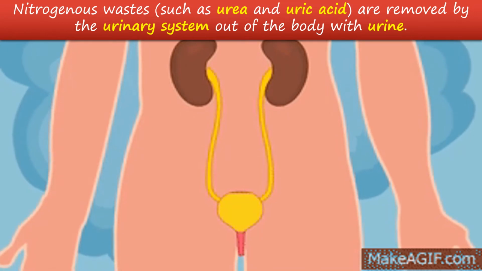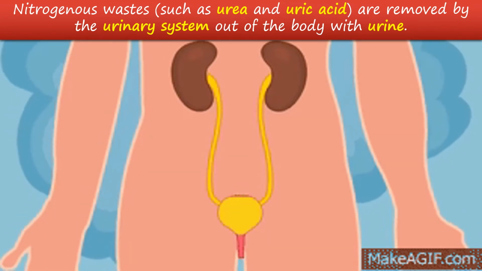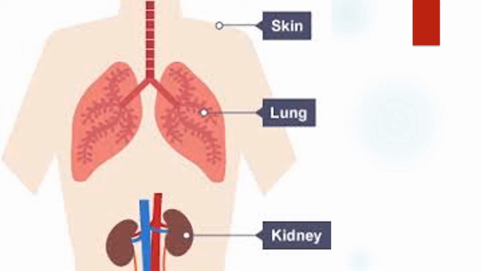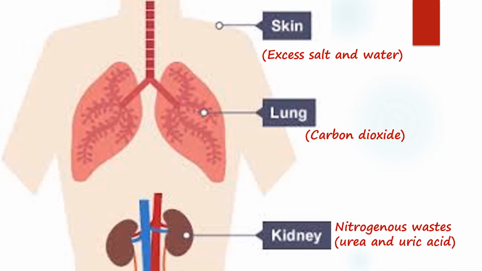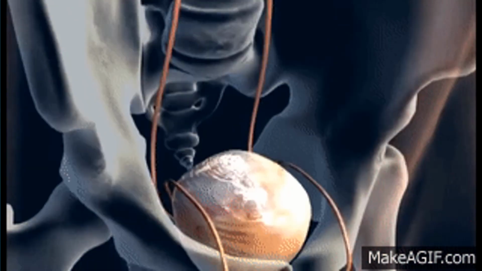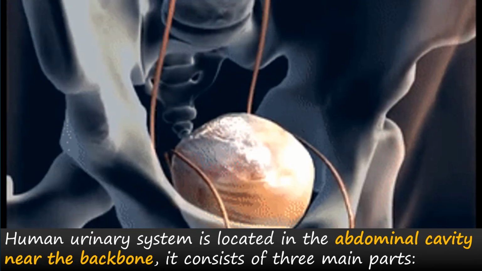And finally, the body gets rid of the nitrogenous wastes such as urea and uric acid by the urinary system in the form of urine. We've studied three types of excretory organs. Number one is the skin, to get rid of excess salt and excess water. Number two is the lung, to get rid of the carbon dioxide. Number three is the kidney, an organ of the urinary system, to get rid of the nitrogenous wastes such as urea and uric acid. Let's study the urinary system in detail. This is our urinary system, which is located in the abdominal cavity near the backbone, as you see.